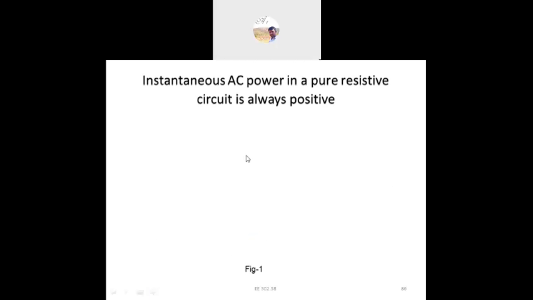Next we'll talk about the pure resistive circuit and the pure inductive circuit, how the current flows. In the further class we will discuss the pure inductive circuit. So this is about today's class.